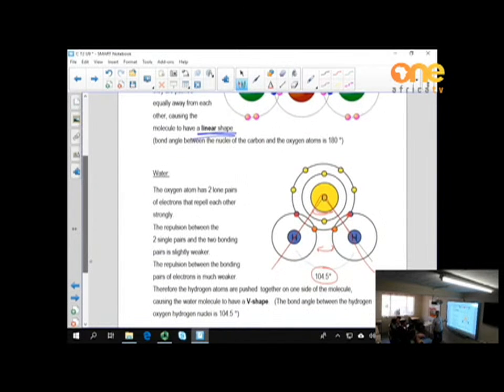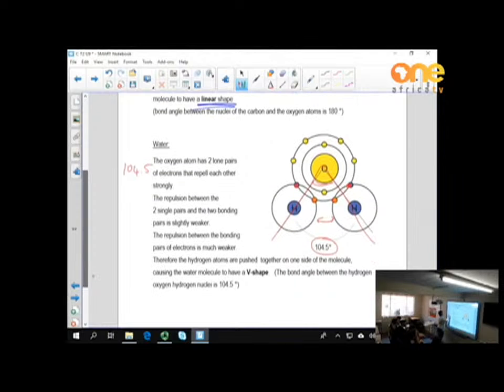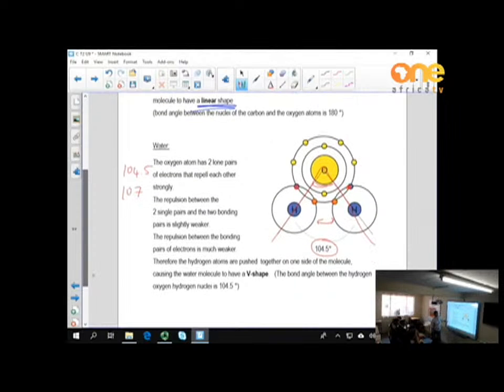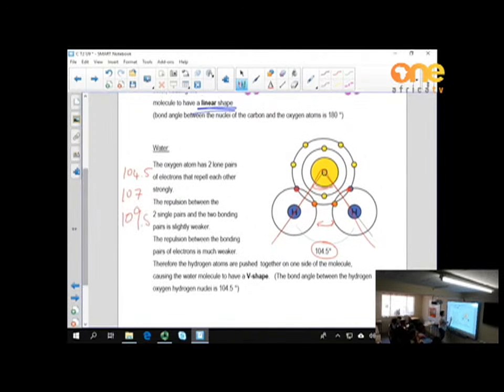So, try and remember it. Water, 104.5. What was ammonia? 107. And the last one that we've done now, 109.5. So 4, 5, 6, 7, 7, 8, 9. Try and get yourself a system to remember the size of the bond angle. If you can remember the sizes, you would be able to figure out which size belongs to which molecule. Why is the bond angle in water smaller than in methane or ammonia? Because in water, we have got lone pair repulsion that pushes the hydrogen atoms down. You follow? All right.